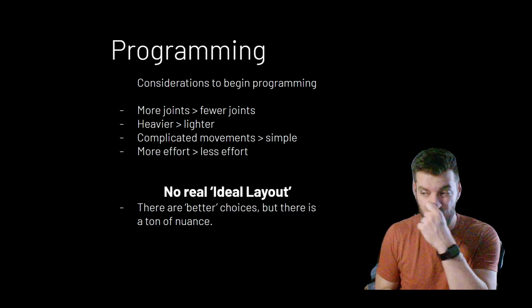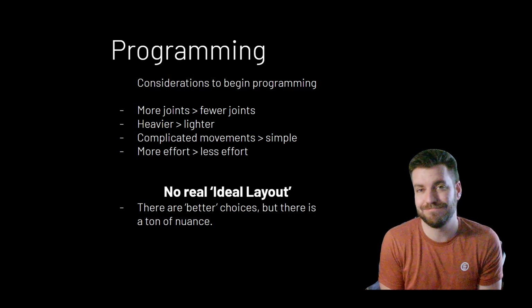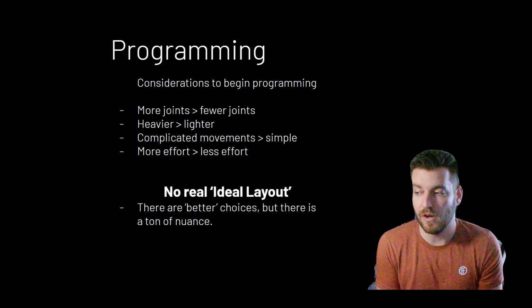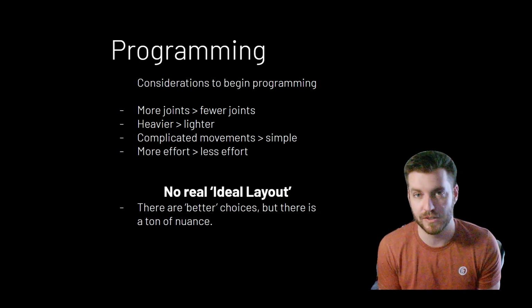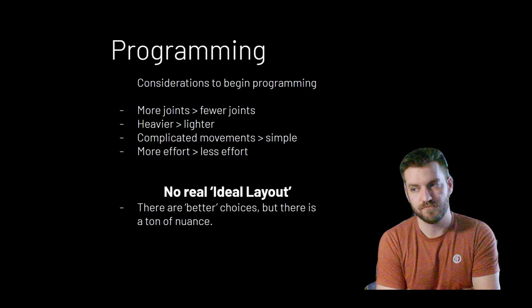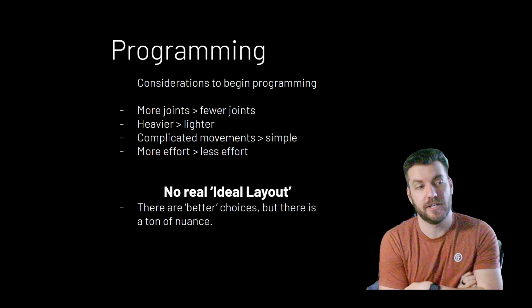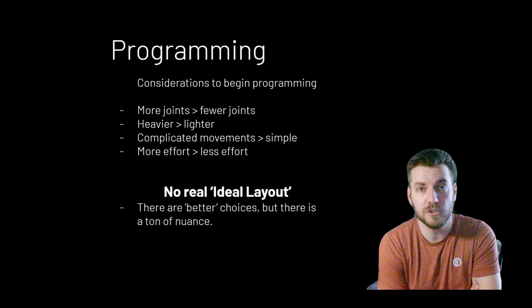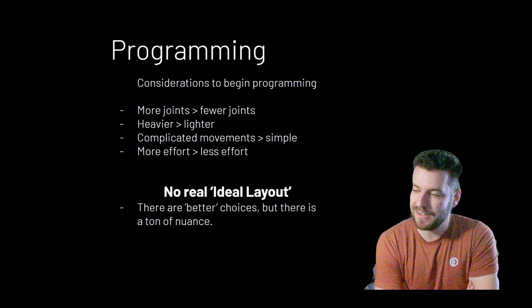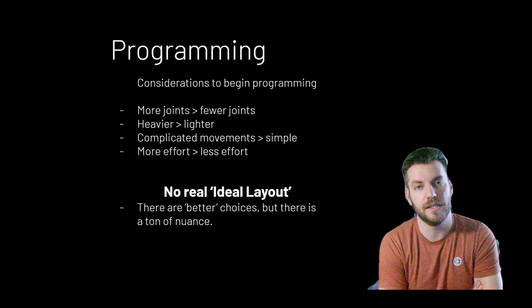And then there is no real ideal layout because this can be done probably thousands of ways. There are better choices, but there is a ton of nuance, just like I said. And so a lot of people ask, should I do a row before a lat pulldown? Or should I do hamstring curls before leg extensions? And I gotta be honest, at this point, for most people, I don't really think it matters.